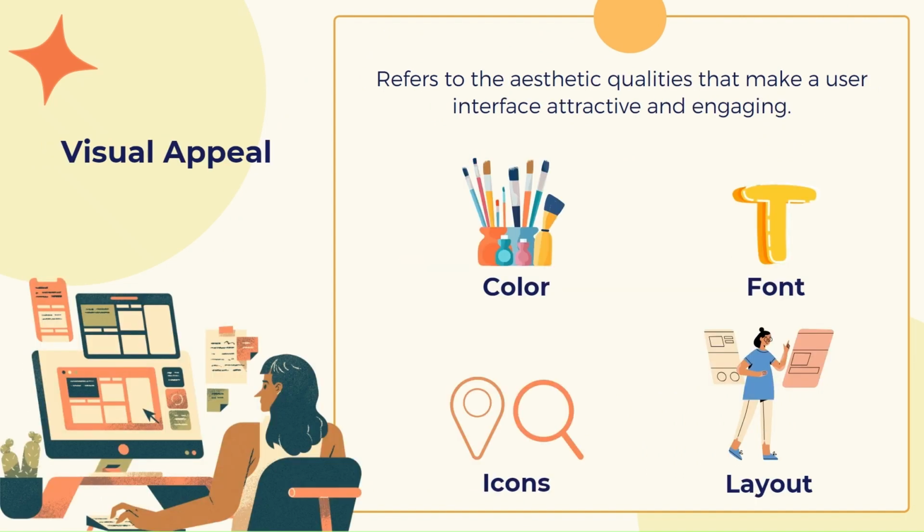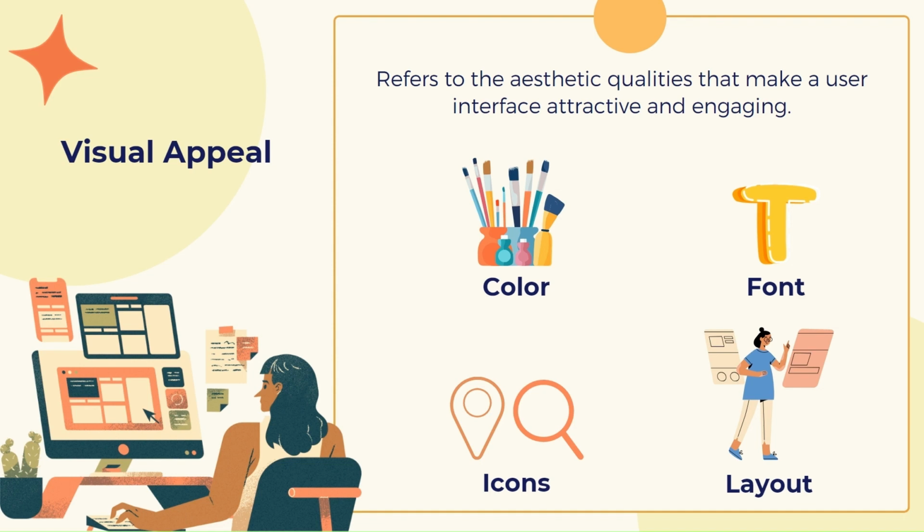Visual appeal refers to aesthetic qualities that make user interface attractive and engaging. For example, let's take color, font, icons, layout. So all these four are the main major important things which are present on the screen. It could be a mobile screen or a web screen. So any screen will have these four elements in main. So let's discuss about this.